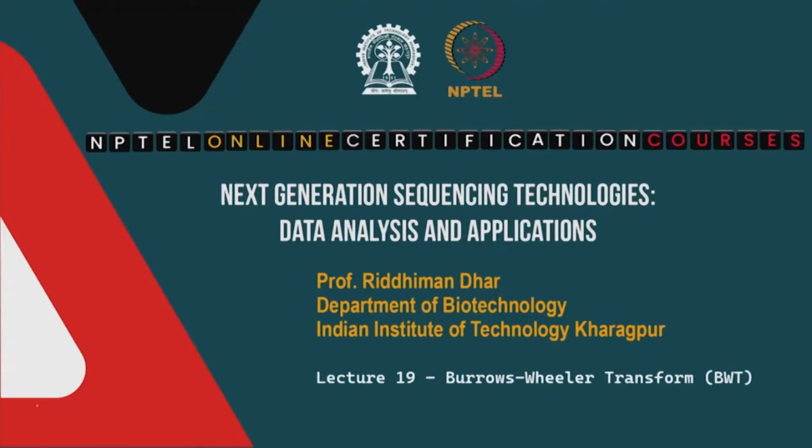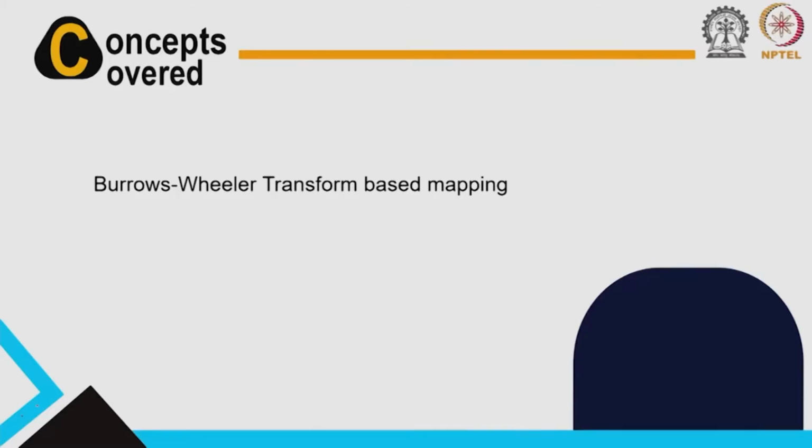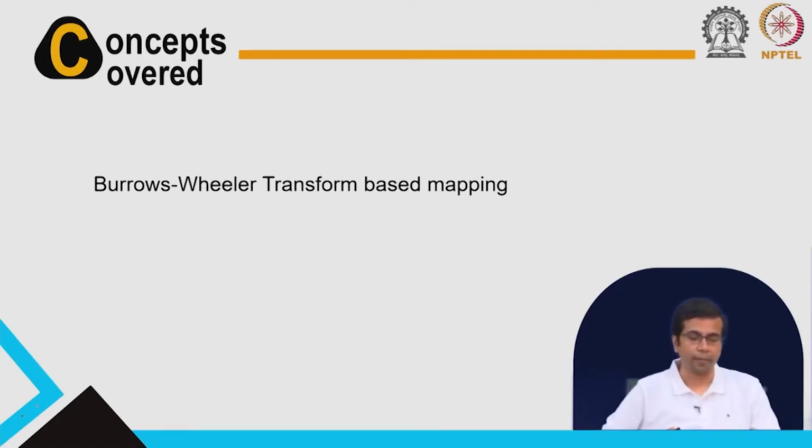We have talked about hash table based algorithms, and in the last class we talked about suffix tree and suffix array based mapping algorithms. In this class we will be talking about Burrows-Wheeler transform based algorithms. The Burrows-Wheeler transform is a specific transform of the string or the reference sequence, and we use that transform to develop mapping algorithms and map reads using that transform.